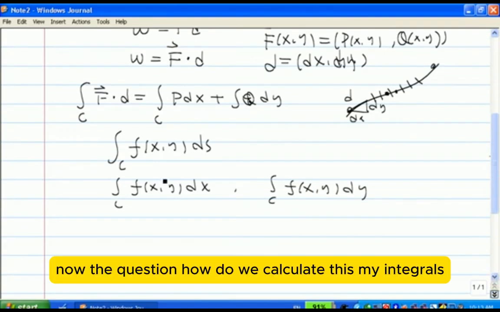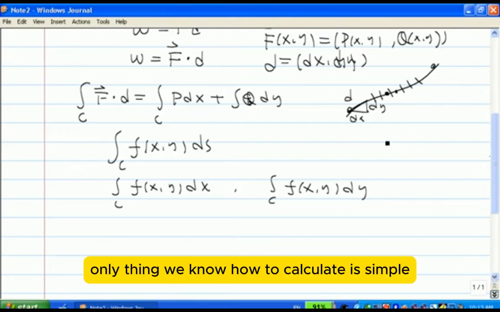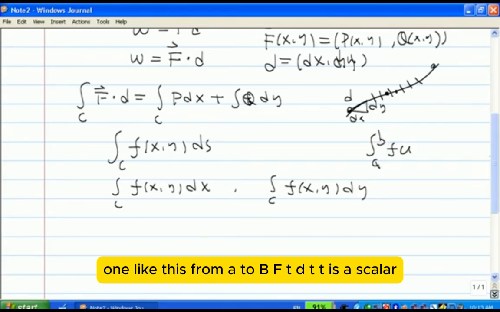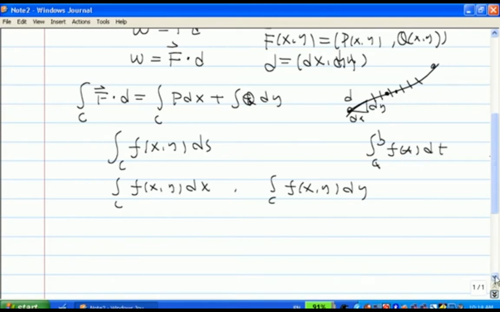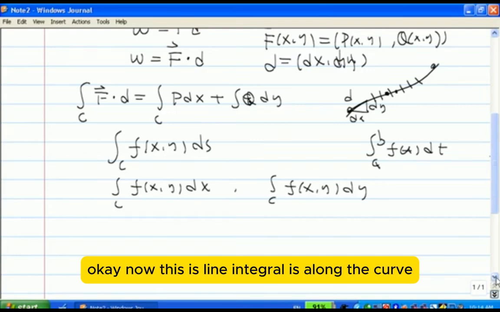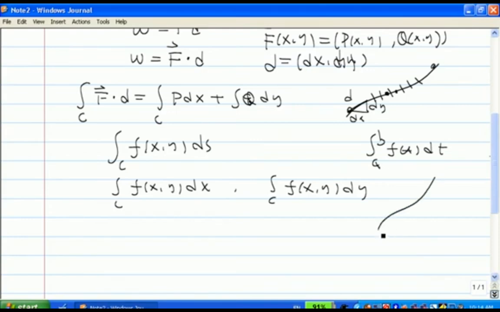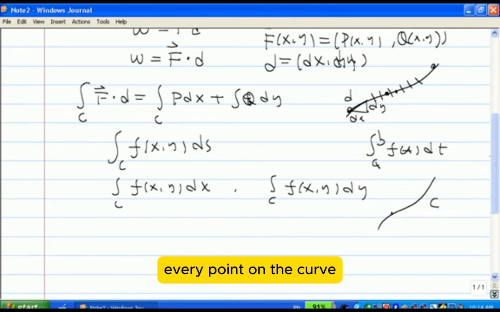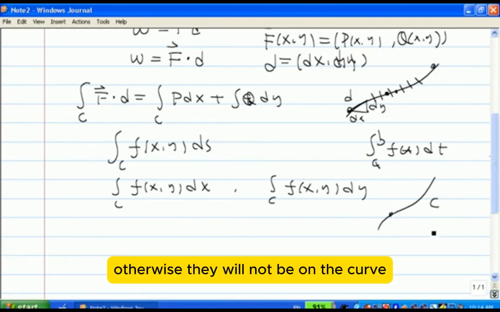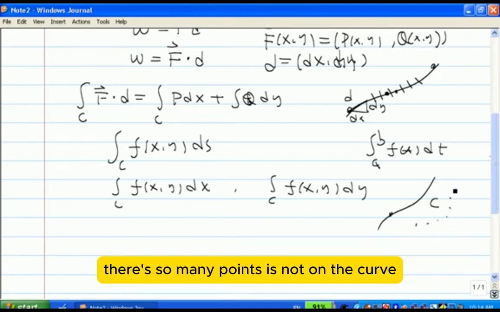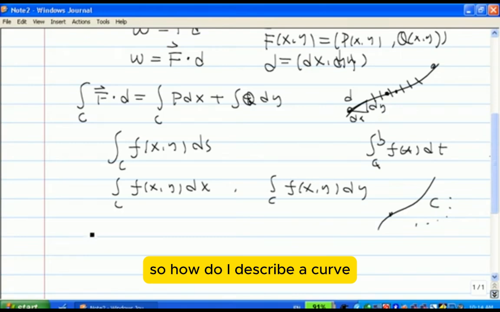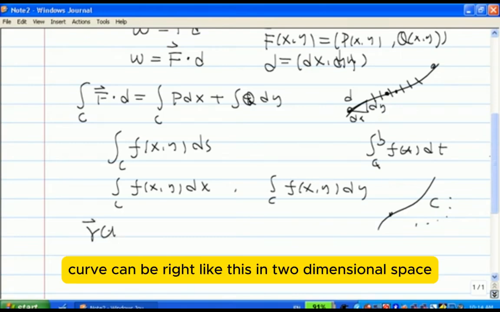Now the question is, how do we calculate these line integrals? The only thing we know how to calculate is a simple one like this: the integral from a to b of f(t) dt. t is a scalar. Now you have x and y there. This line integral is along the curve C. The first thing is, every point on the curve must satisfy some relationship. Otherwise, they will not be on the curve. There are so many points not on the curve. So how do we describe a curve? Remember, a curve can be written like this in two-dimensional space.